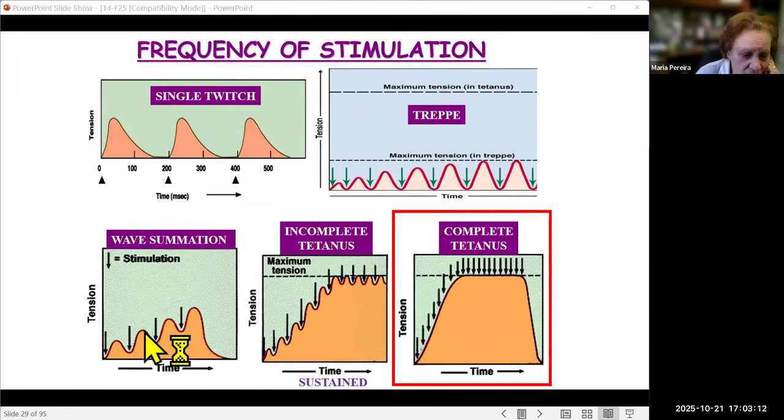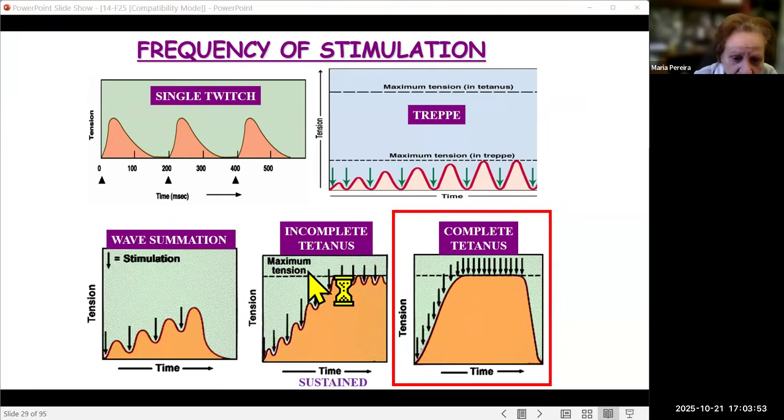So in wave summation, the stimulus is applied even quicker. So you see that not all the calcium is removed, so you still have the muscle fiber at a certain level of contraction. When the next stimulus comes, it goes up and up and up until it reaches the maximum. So here, the difference between treppe and wave summation is the level at which the muscle fiber relaxes.